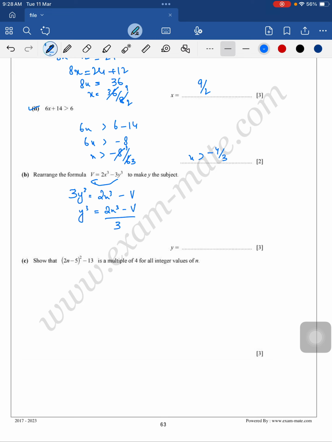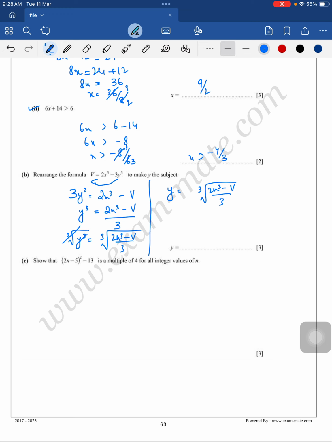Now I need to eliminate the cube, so to eliminate the cube I will be applying the cube root on both sides. This way the cube gets eliminated by the cube root, so y is equal to the cube root of 2x cube minus v upon 3. Clear?